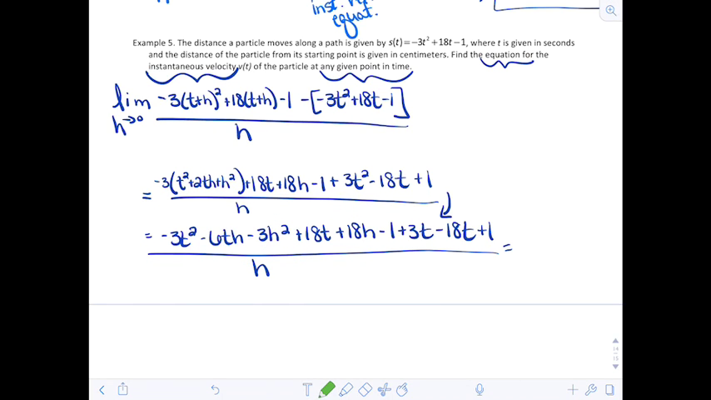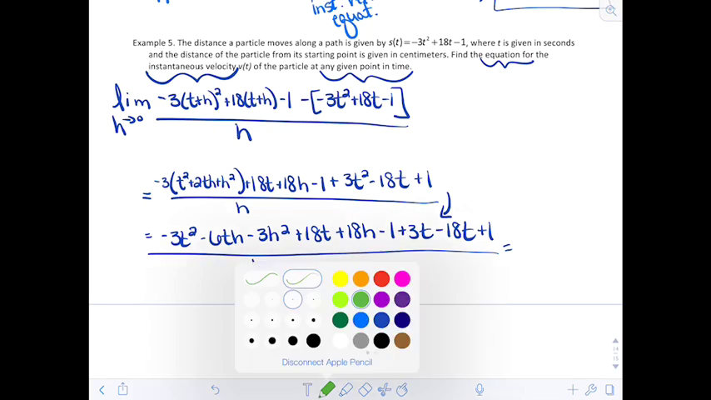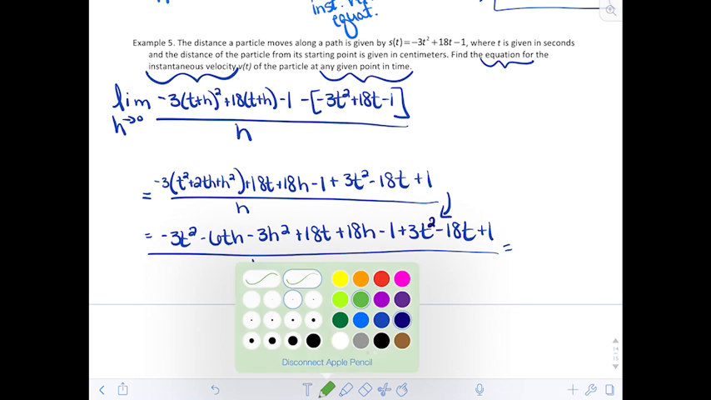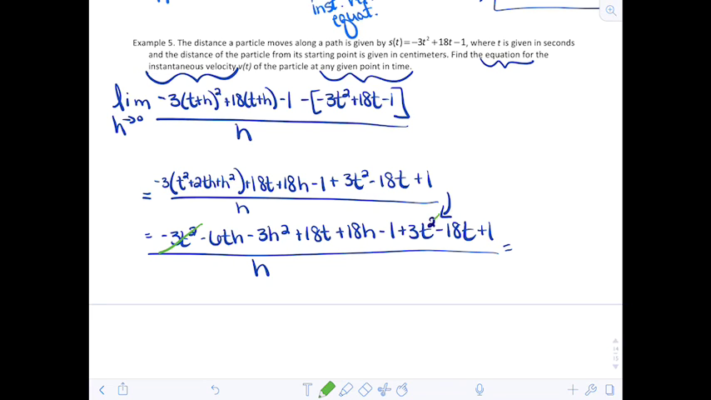Okay, and some things cancel. Oh, and sorry, that was t squared. Okay, so negative 3t squared plus 3t squared. I have an 18t and a negative 18t. I have a negative 1 and a positive 1. And again, everything I have left has an h in it. So I'm going to factor out the h. And I have negative 6t minus 3h plus 18, all over h.